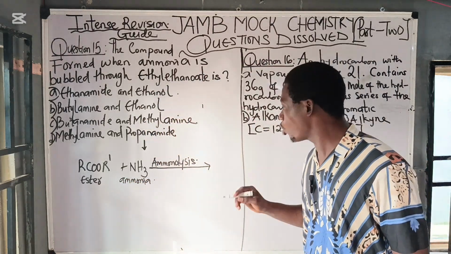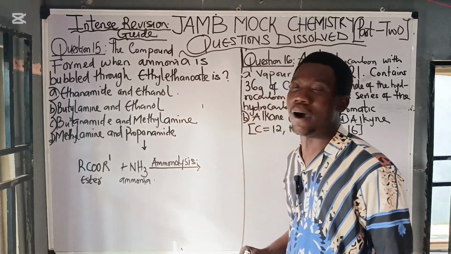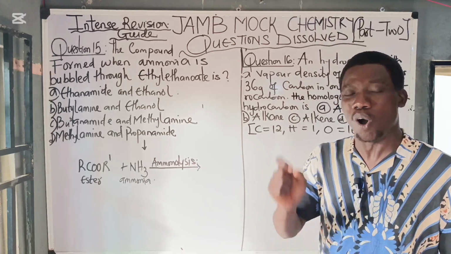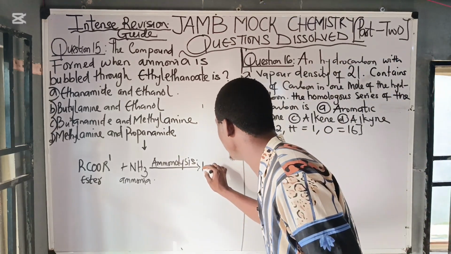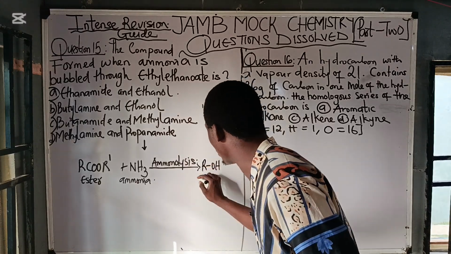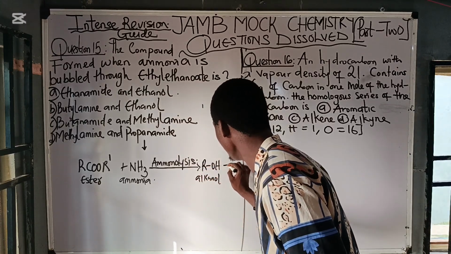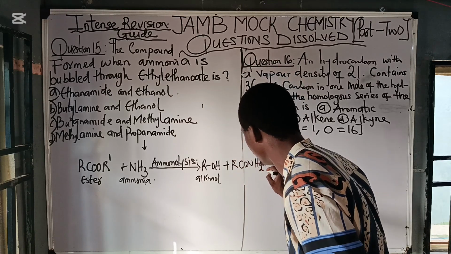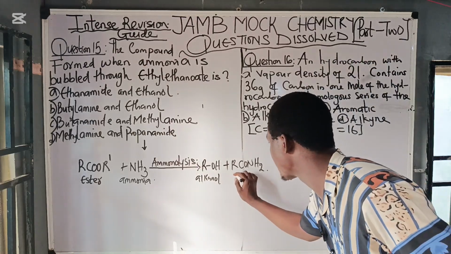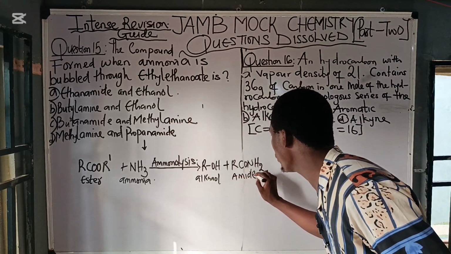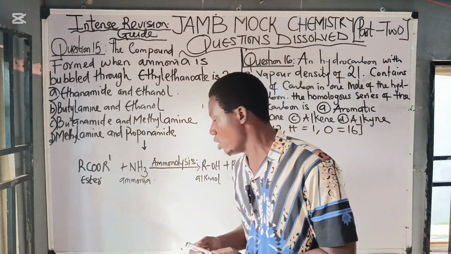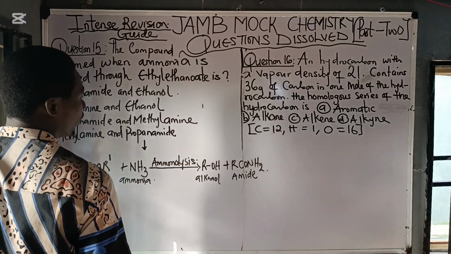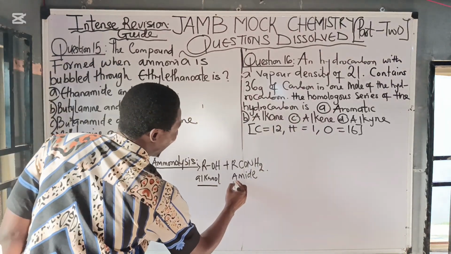Now what will happen? Two compounds will be formed, class. One is called an alkanol. One is called an alkanamide or an amide itself. So we are likely to have R attached to OH, which is known as alkanol, plus R attached to what? CONH2. Take a look at that. This is known as an amide. So the chemical reaction between an ester, also referred to as alkanoates, will give us an alkanol and an amide.